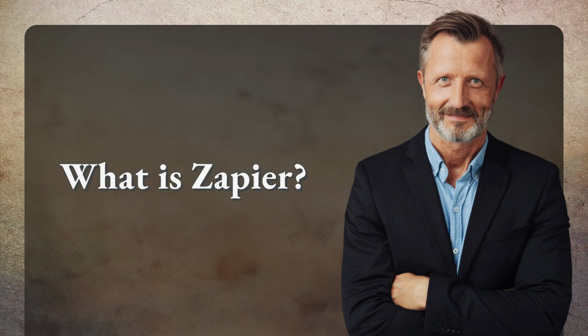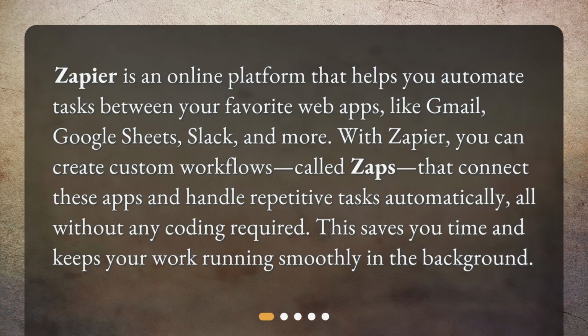What is Zapier? Zapier is an online platform that helps you automate tasks between your favorite web apps like Gmail, Google Sheets, Slack, and more. With Zapier, you can create custom workflows called Zaps that connect these apps and handle repetitive tasks automatically, all without any coding required. This saves you time and keeps your work running smoothly in the background.